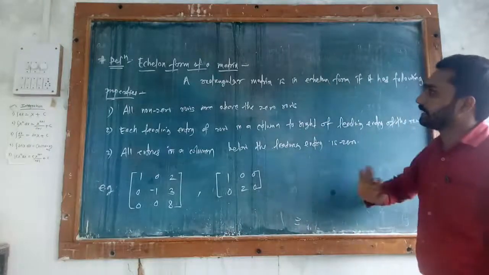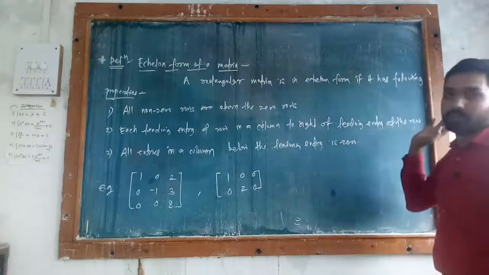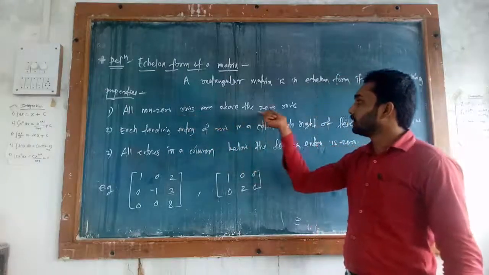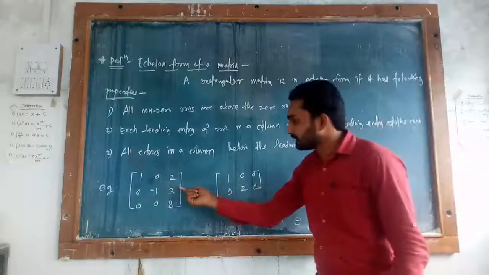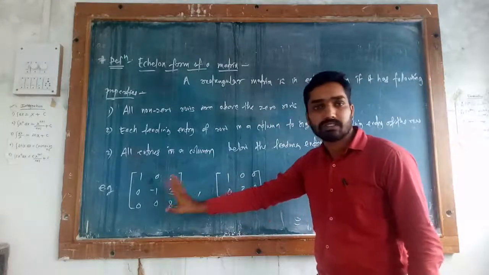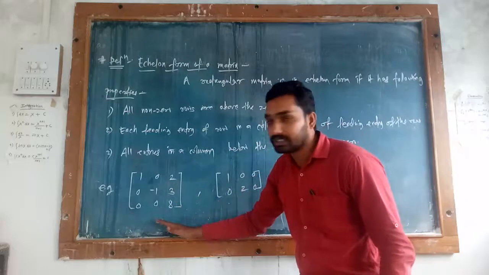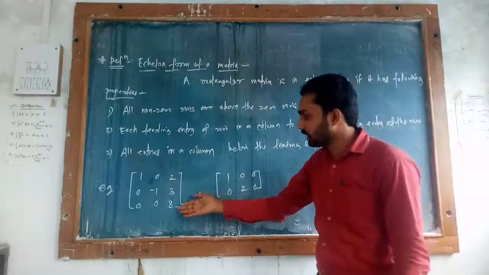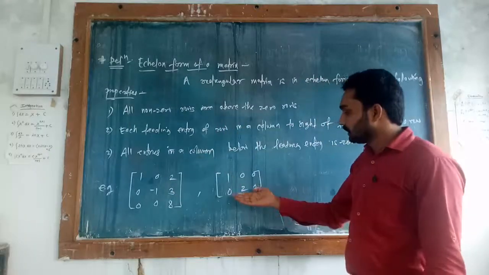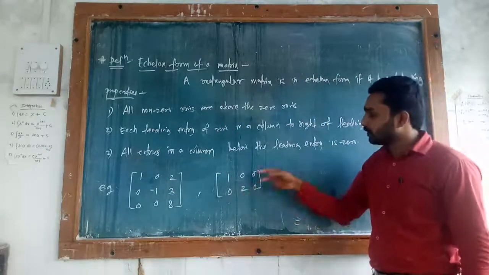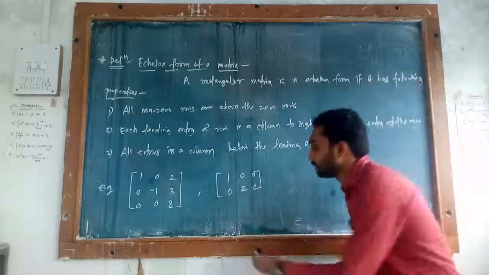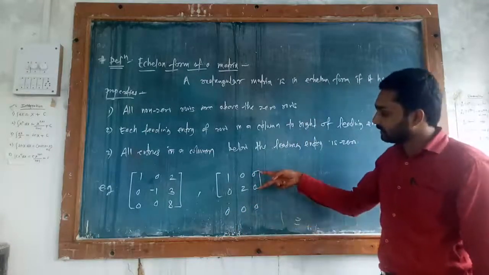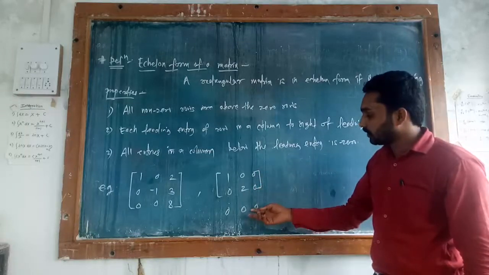What is the equivalent form of a matrix? A rectangular matrix is in equivalent form if it has the following properties. All non-zero rows are above the zero rows. In your first example, these three are your non-zero rows. Suppose there is a fourth row of zeros; all these non-zero rows are above the zero rows. In your second example, these two are your non-zero rows, but there is a third row, which we can write as 0 0 0. And all these non-zero rows are above the zero rows.